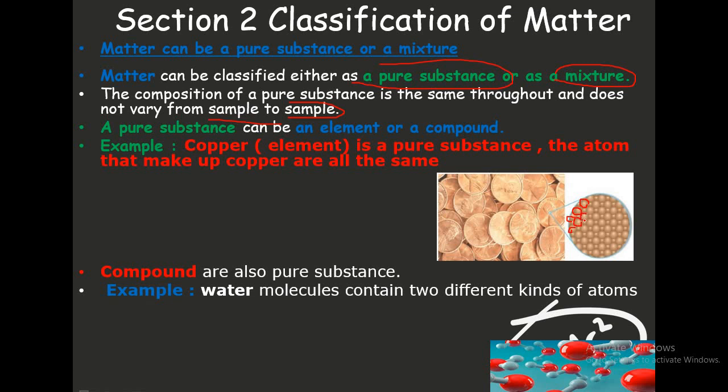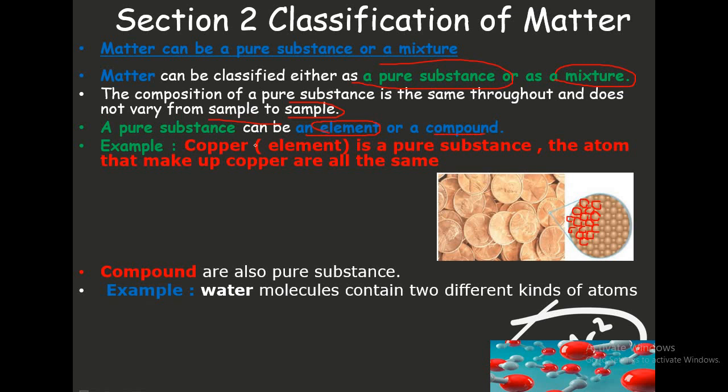Look, the atoms. When you bring another sample and observe the atoms inside this sample, you observe that the copper atoms that make up the copper do not vary. It's the same as the first sample. So it's a pure substance. A pure substance can be an element or a compound.